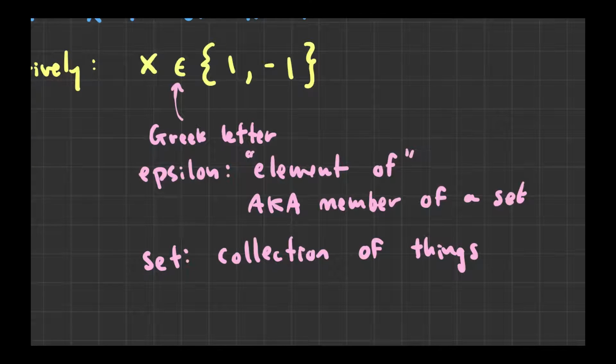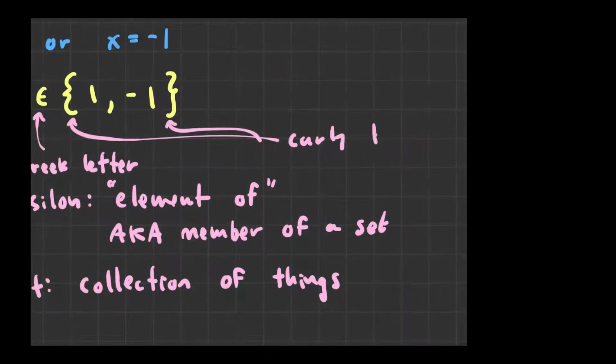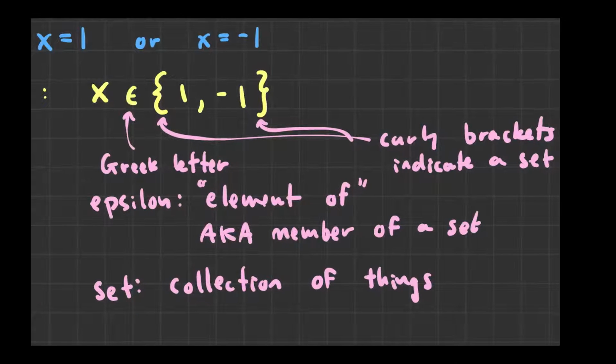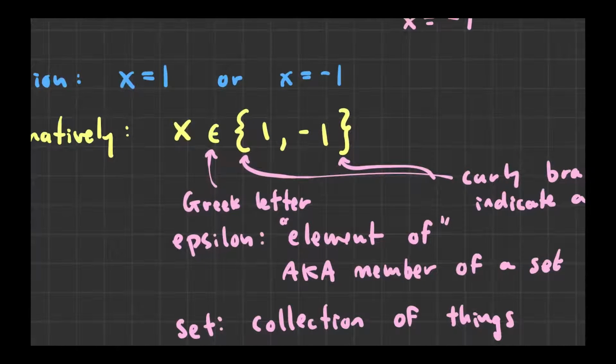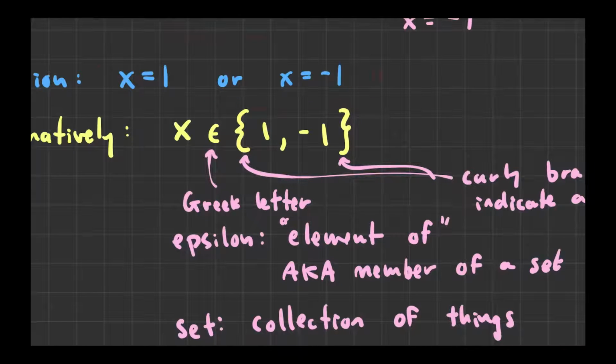In this case, our set, so these curly brackets here, these indicate a set. Okay? So that's another way of writing this. You might see this come up every so often. I prefer just writing it in the first way. That's how I'm going to write it probably 95% of the time. Every once in a while, I might throw this in.